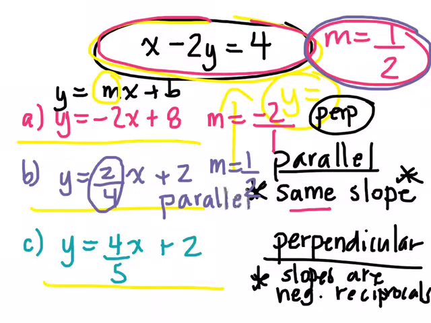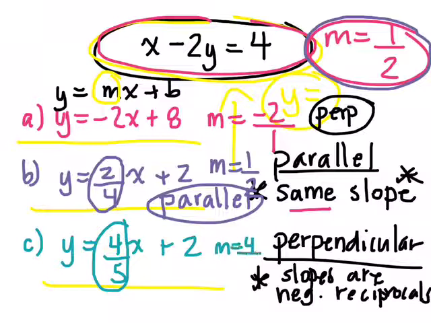Good. Okay, and then the third one, what is the slope of line C? 4/5. Slope is 4/5. Is that in lowest terms? Yes. Okay, does that represent the same thing? Is it equivalent to 1/2? No. Is it a negative reciprocal? No. No, so we're going to say that these are neither. It's not parallel, it's not perpendicular, it's neither of the two.